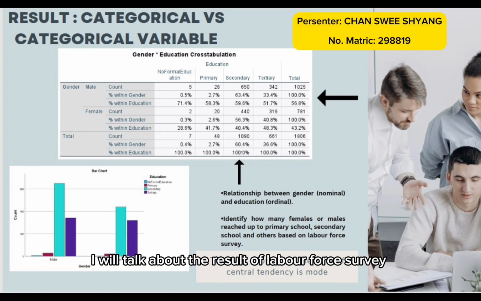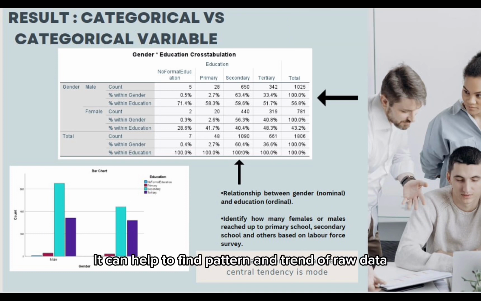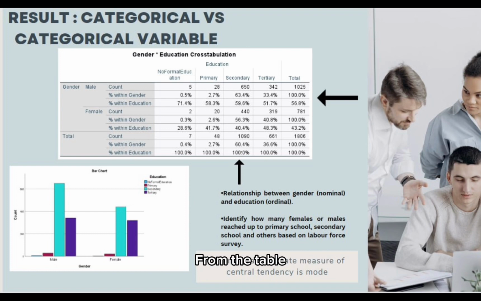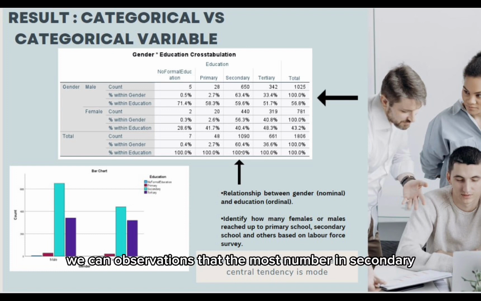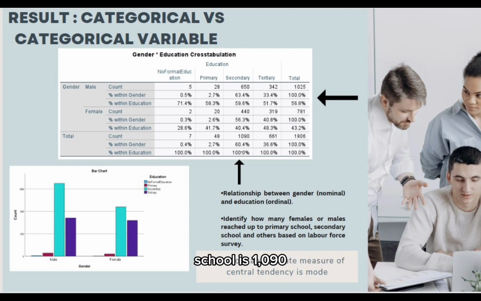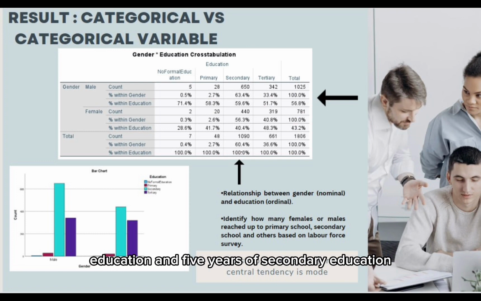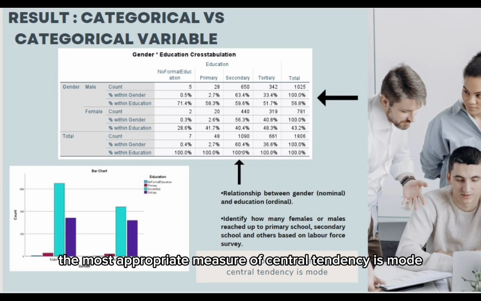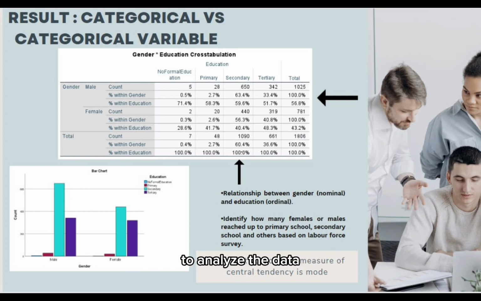Hi guys, I will talk about the results of the labor force survey. First of all, I will analyze the gender and education level variables by using cross tabulation. It can help to find patterns and trends of raw data. From the table, we can observe that the largest number is in secondary school, 1090 from the total. This is because the government of Malaysia has made 6 years of primary education and 5 years of secondary education compulsory for all Malaysian nationals. At the same time, the largest number of males is in secondary school, 650. Therefore, the most appropriate measure of central tendency is the mode to analyze the data.